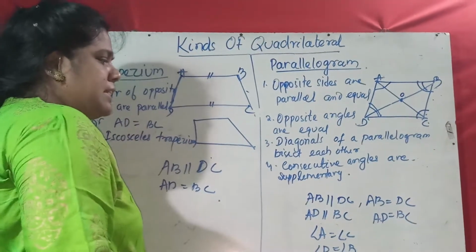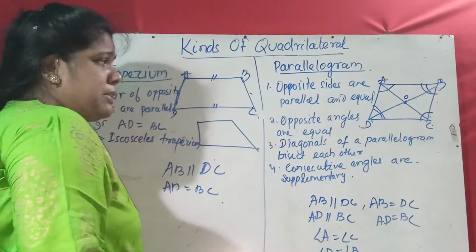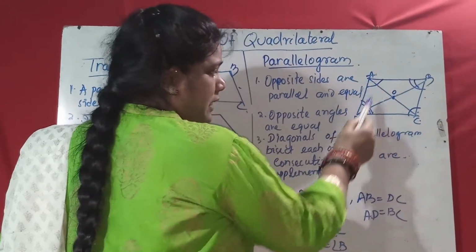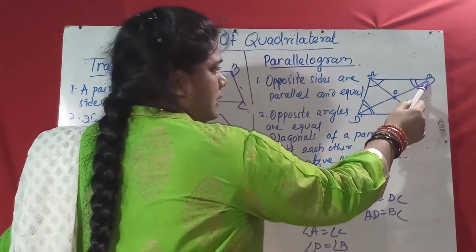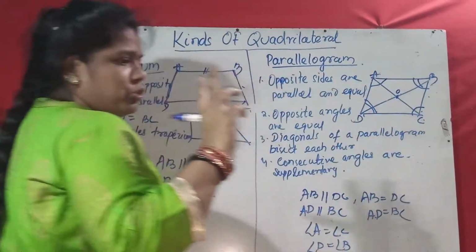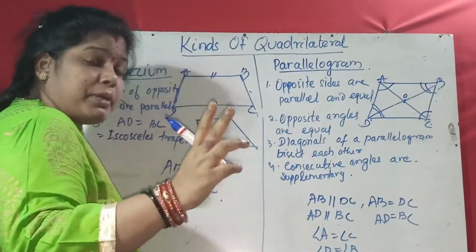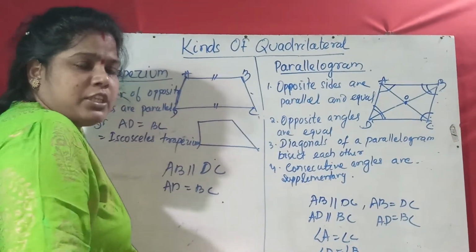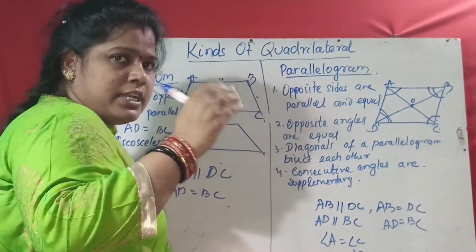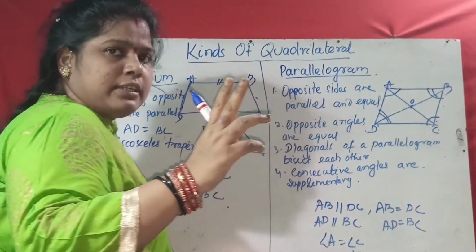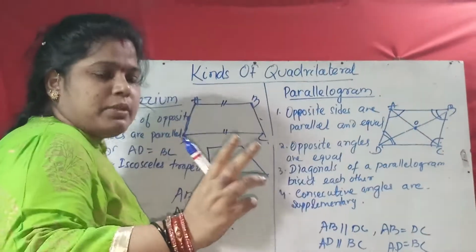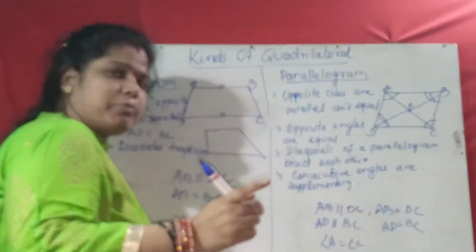Then consecutive angles are supplementary. Consecutive angles means: A's opposite angle is C, but A's consecutive angles are D and B. B's consecutive angles are A and C. So the sum of two consecutive angles is supplementary, which means 180. Remember complementary angles: when the sum of two angles is 90, they complement each other. When two angles sum to 180 degrees, they are called supplementary to each other.